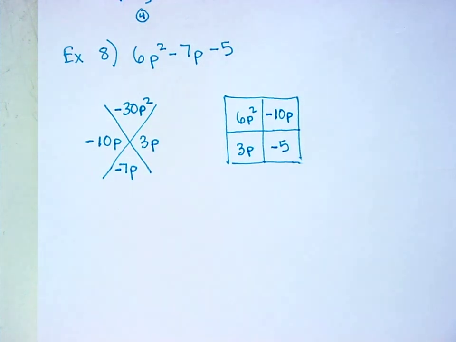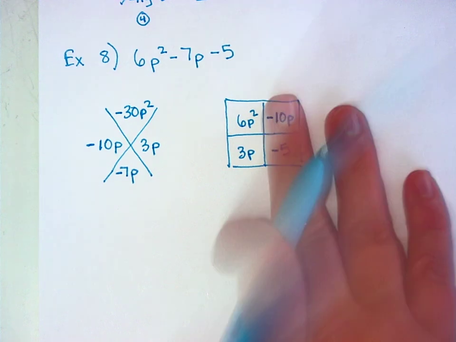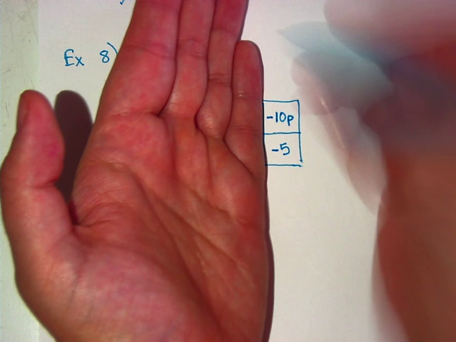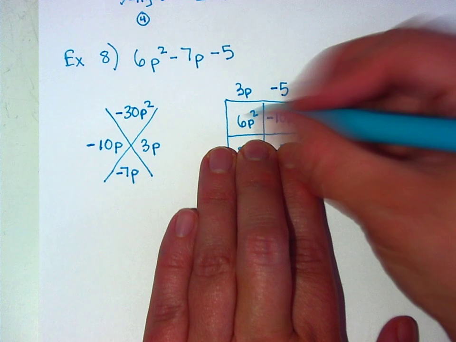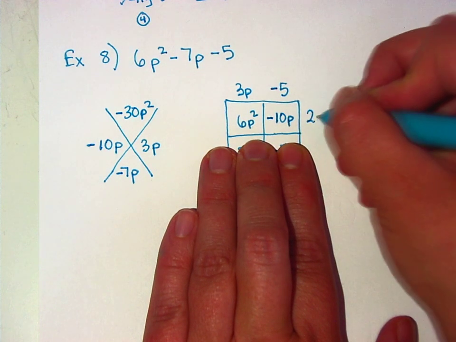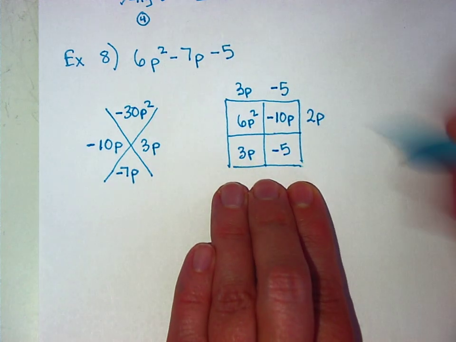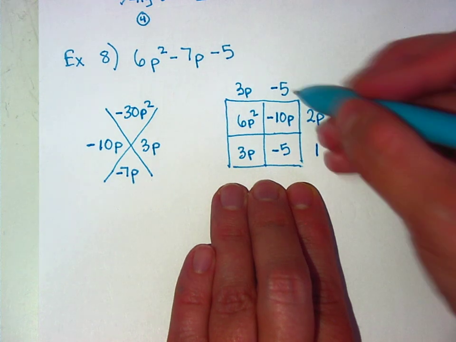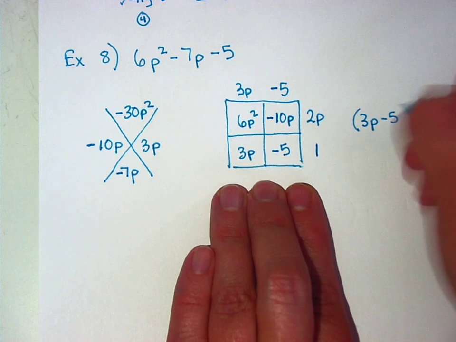Doesn't matter which one goes where. Then you see what's in common. Looks like I got a 3 and a p here. And a negative 5. And what? A 2p? And these don't have anything in common, so what do I write for that? 1. Check that last one, negative 5 times 1 is negative 5, yep. 3p minus 5 times 2p plus 1.